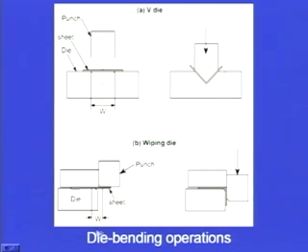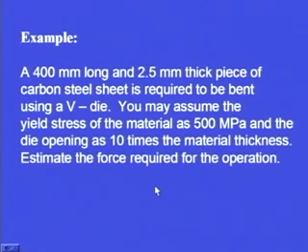So, these are some of the die bending operations. We have seen the various types of dies, that is the V die and the wiping die, and the various types of die bending operations. Now, we take an example in which we will calculate the force required for the operation. What is the problem statement we are going to take?